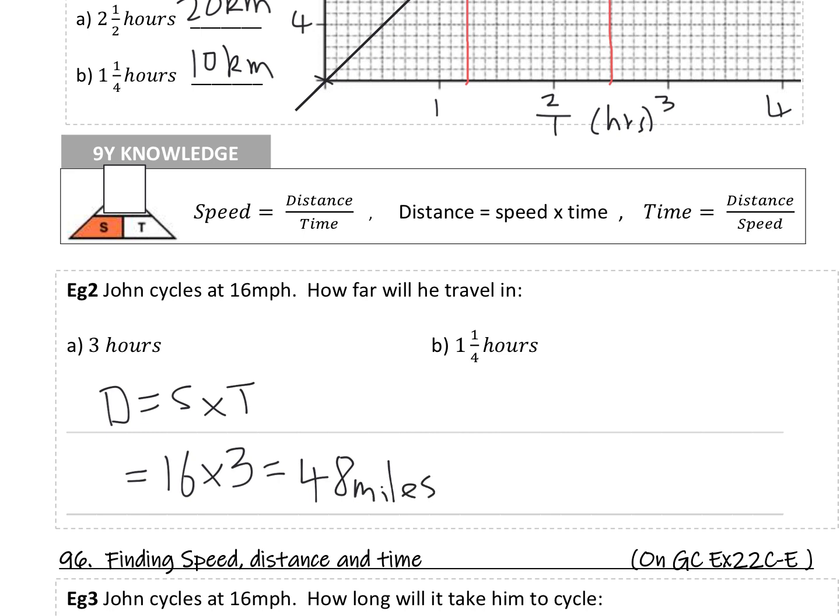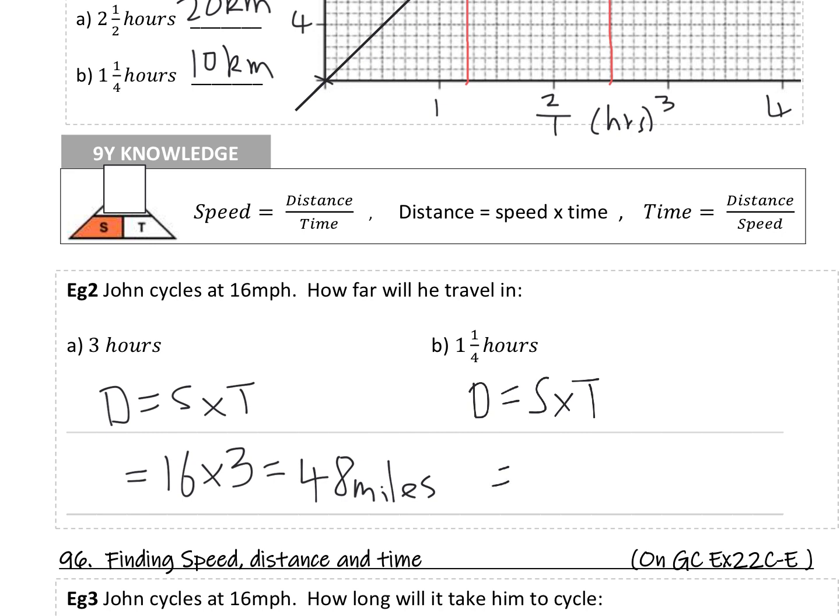Make sure your units are the same. If they're different units, if that was maybe hours and then minutes, you'd need to make sure that you convert before you start. Make sure units are consistent. Okay, part B, how far will he travel in 1.25 hours? So we're still working out distance. So we write D equals S times T.